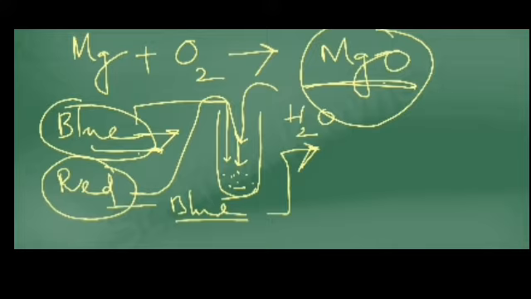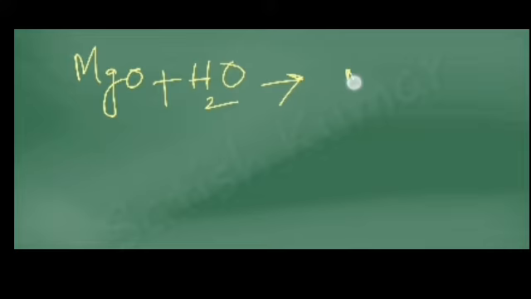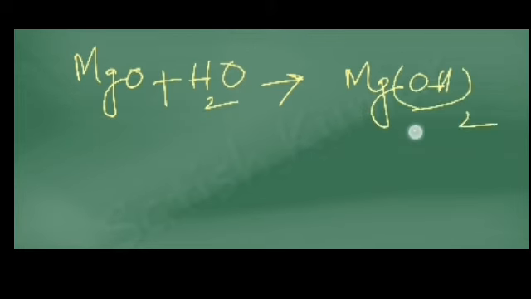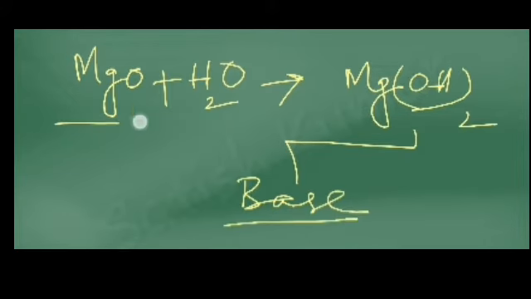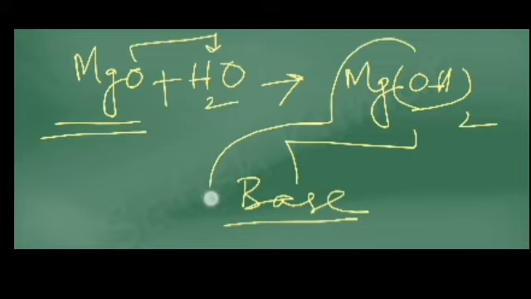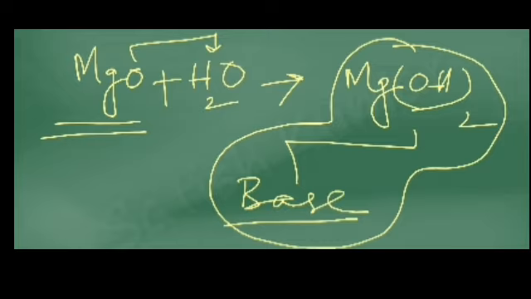Not only magnesium oxide, any metal oxide is a base. Magnesium oxide is added with water in this experiment. So when this is added to water, you will get magnesium hydroxide. Magnesium hydroxide is a base. So magnesium oxide or any metallic oxide when added to water, we get the corresponding hydroxide. Hydroxide is nothing but base.